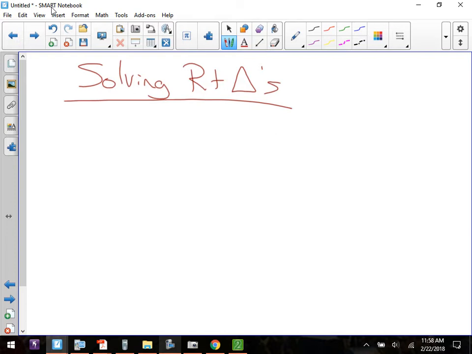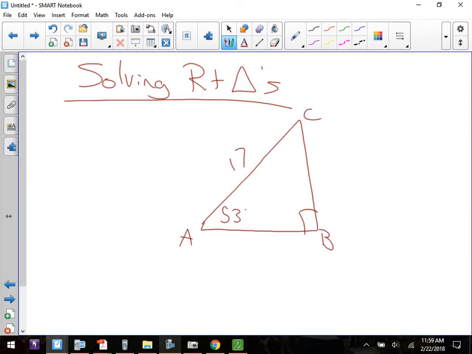For example, today what I'm going to do a little bit differently is we'll start with the right triangle. See, this is 53. We'll call that 17. And I'm going to label it this way. And instead of it saying, hey, solve for x or solve for the missing angle, what we're going to do here is we're going to say, solve the right triangle. What that means is find all the missing parts.